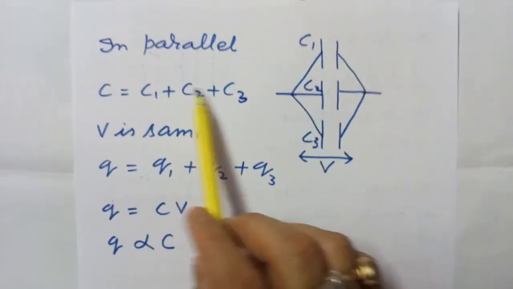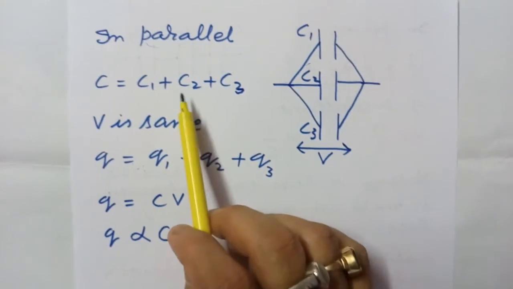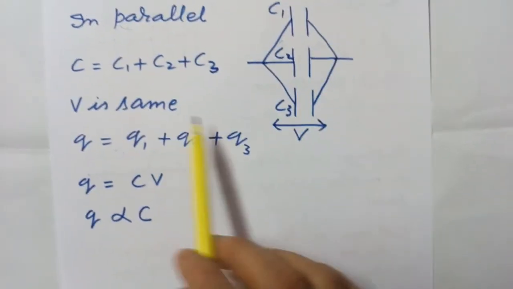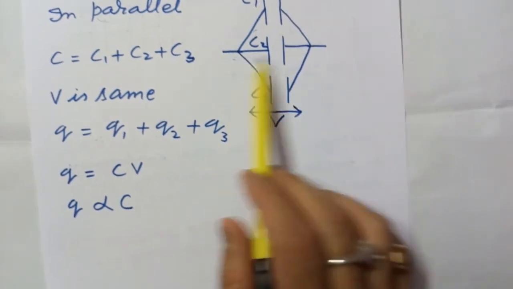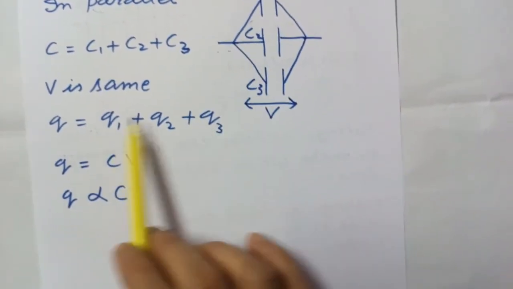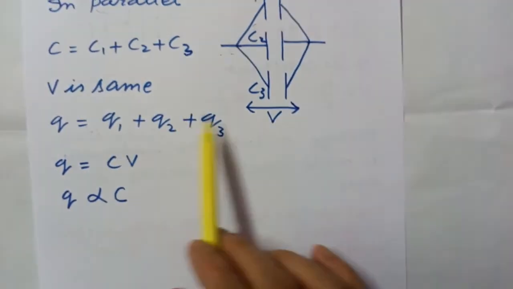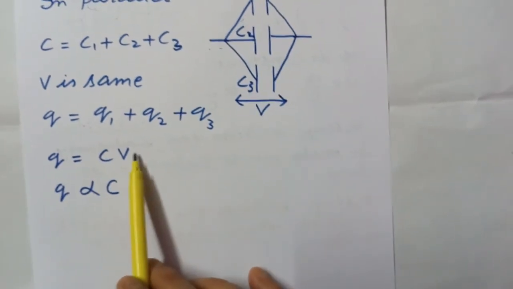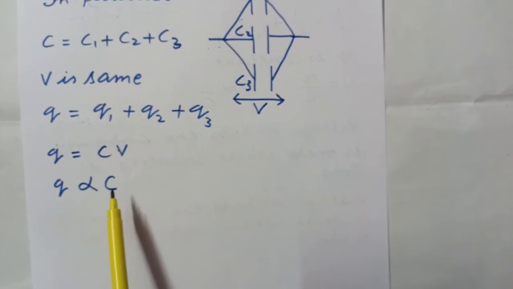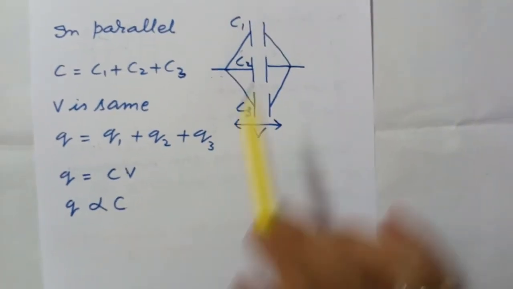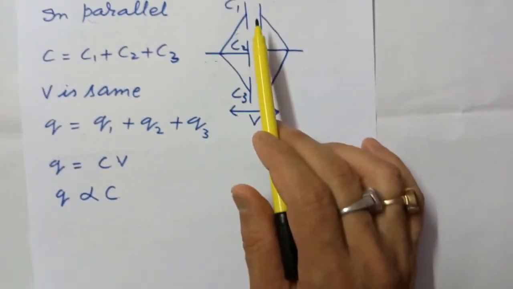And in parallel like this, C is equal to C1 plus C2 plus C3. V is the same, because the potential difference across each capacitor will be the same, because points are common. Q is equal to Q1 plus Q2 plus Q3. Q is proportional to CV. As Q is equal to CV, so Q is proportional to C. So the charge on that capacitor will be more whose capacity is more.